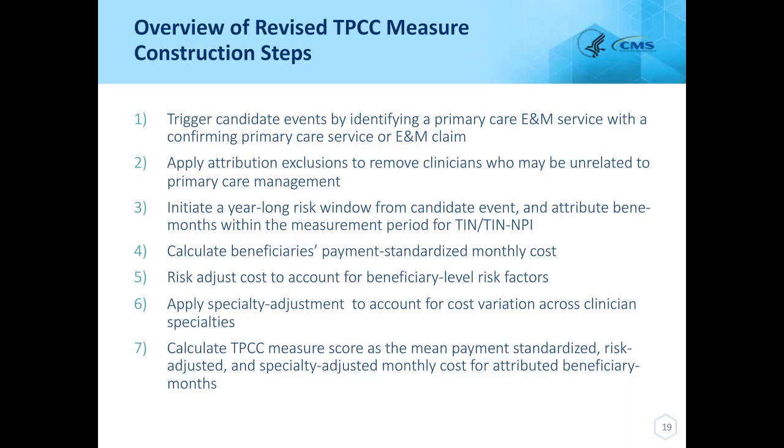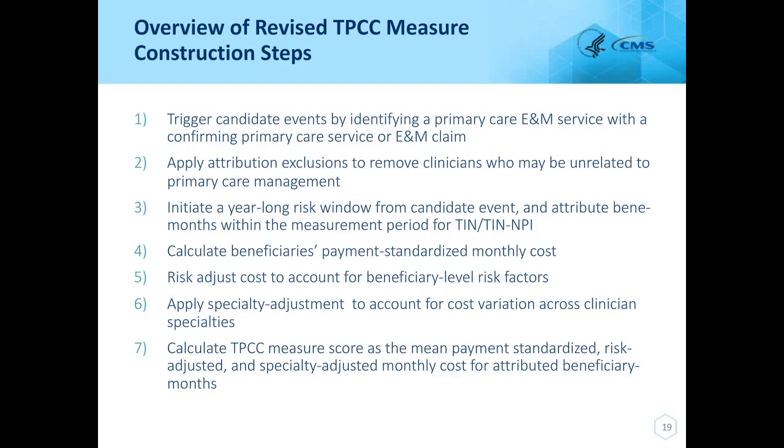The second is to apply the exclusions that we talked about, to try and exclude specialties who are very unlikely to be doing any primary care management. The third step is to initiate a year-long risk window from that point in time when the relationship starts, and then attribute beneficiary months that occur in that risk window and occur in the performance period. And we'll show you a diagram to make this a little bit clearer.